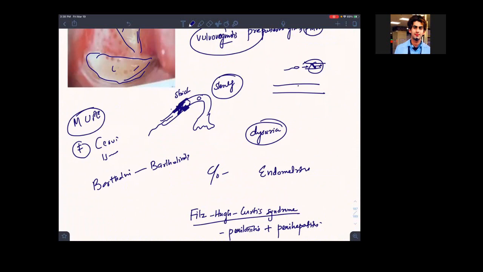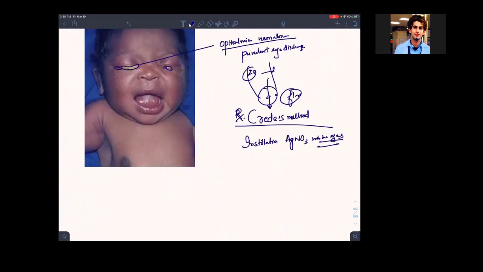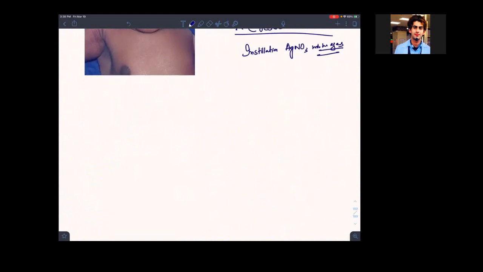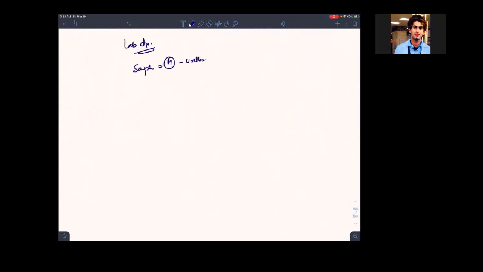Okay, so if I talk about the diagnosis, how will I be diagnosing this? So I will take the sample, lab diagnosis. In the lab diagnosis, what will we be taking? We will take the sample. So what is the sample? In males, you will take the urethral discharge, isn't it? You will take the urethral discharge. In females, you will take a swab.